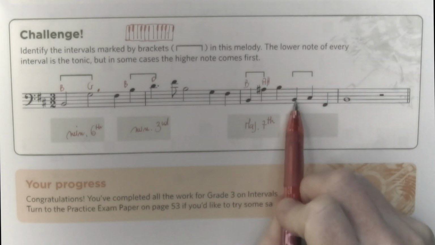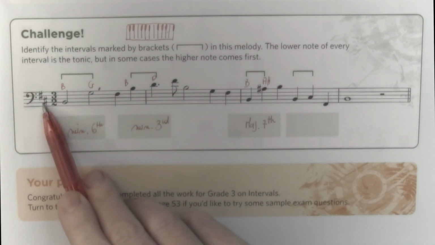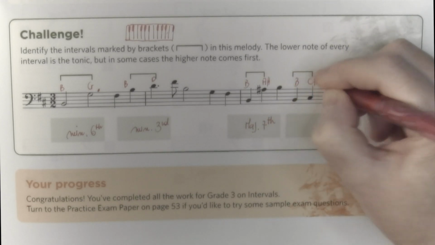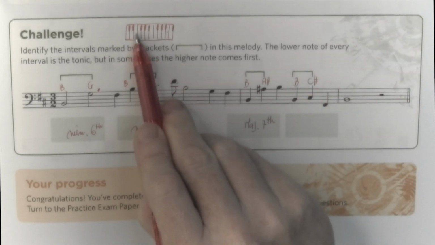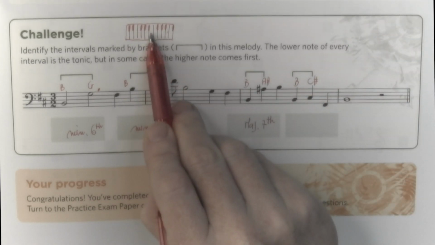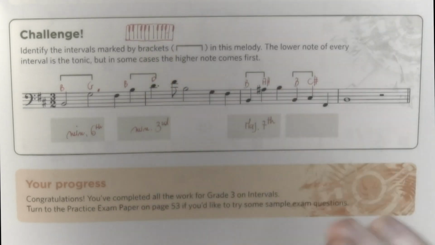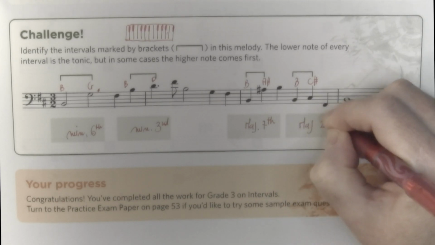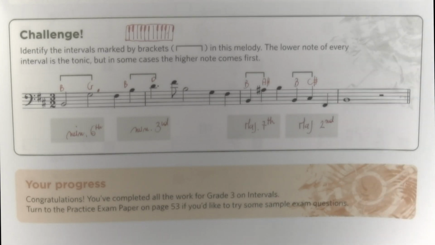Last one, Si, Do sharp, careful, okay? We need to remember that Fa and Do are sharp. Si, Do sharp, let's have a look. Si, Do sharp, 2 semitones, so this is a major 2nd. And with this, we have finished chapter 6.